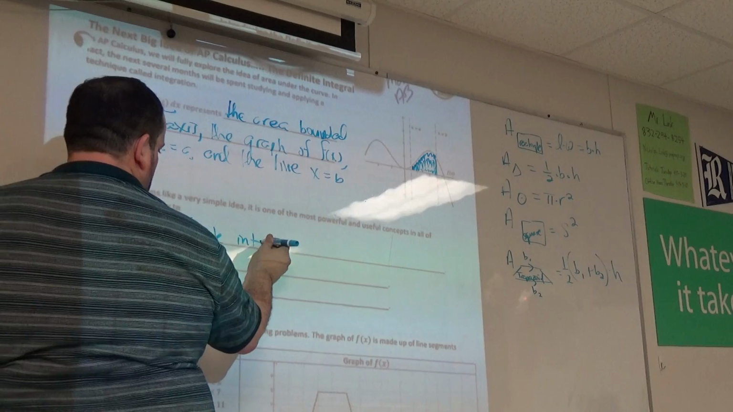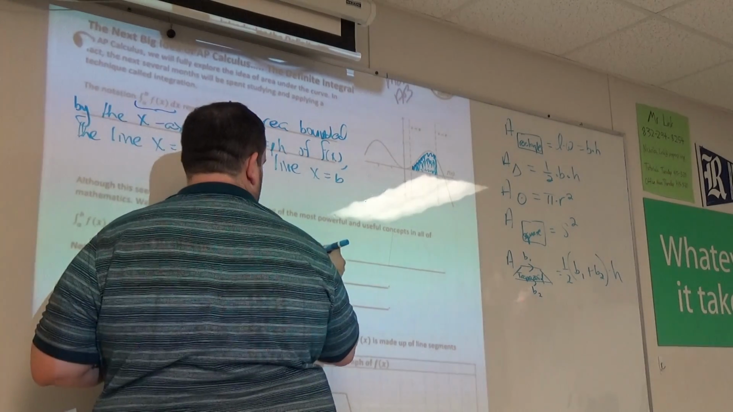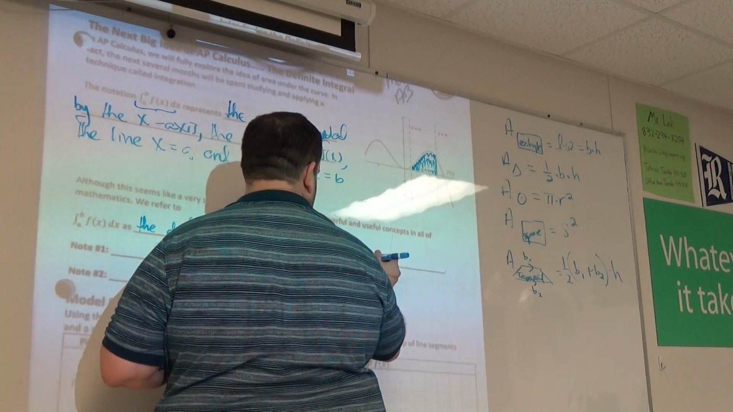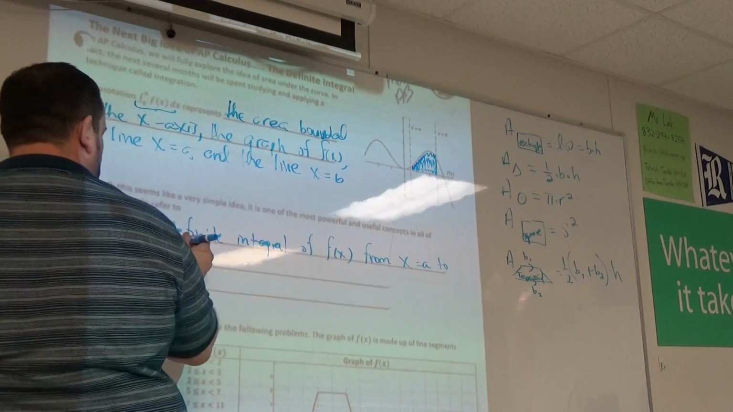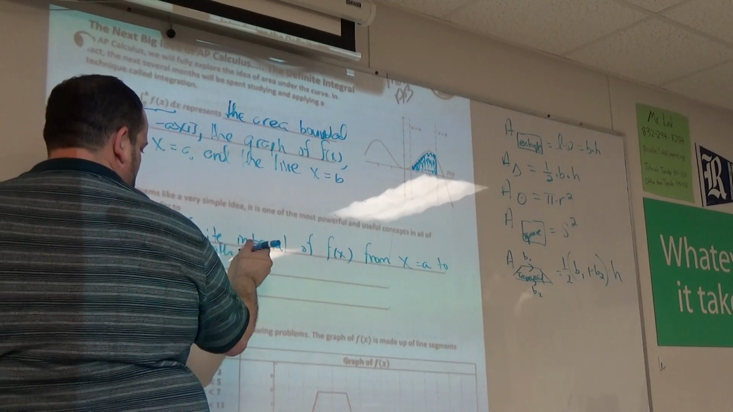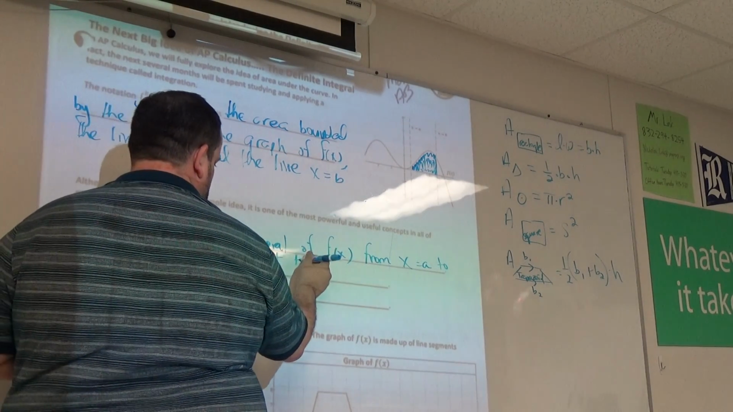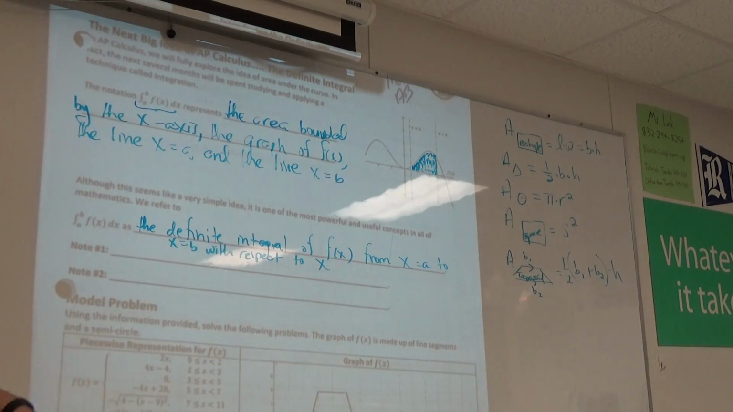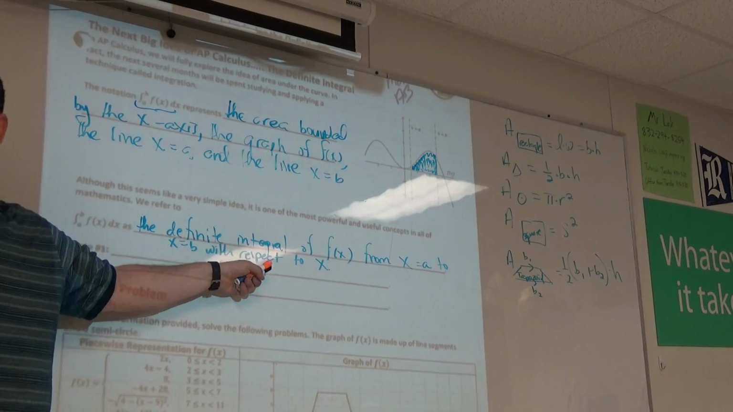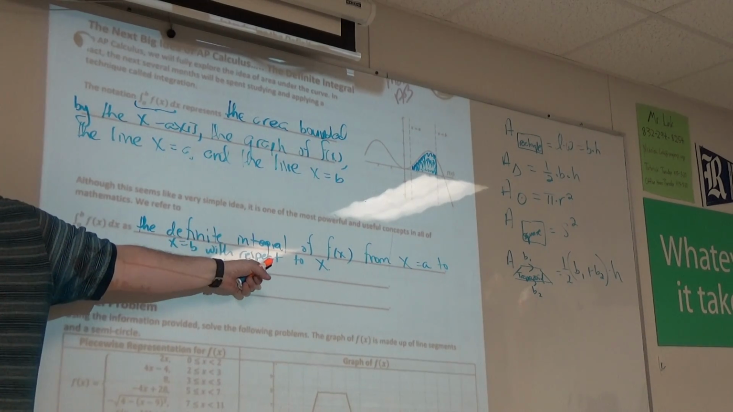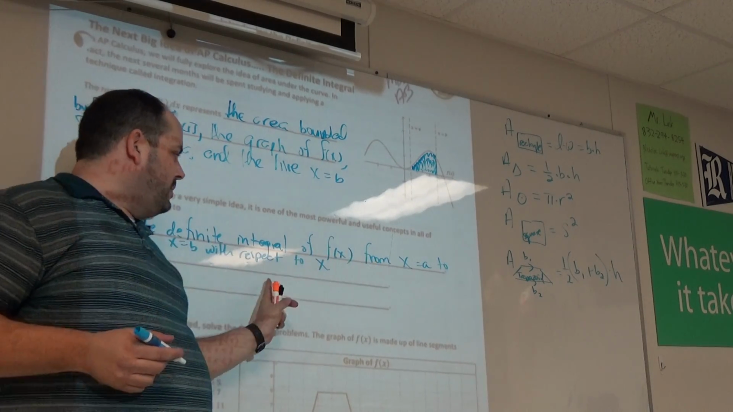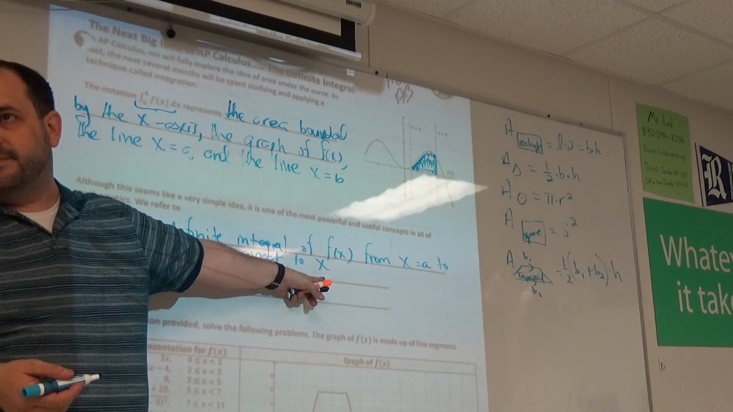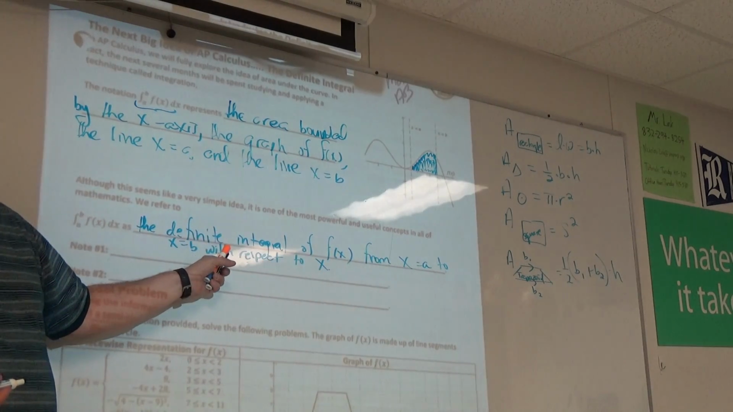The definite integral of f of x from x equals a to x equals b with respect to x. And what I mean by this is not like how gangsters say, respect. I mean the definite integral, and we're going to treat x like it's the variable. So that's how you're going to read it.